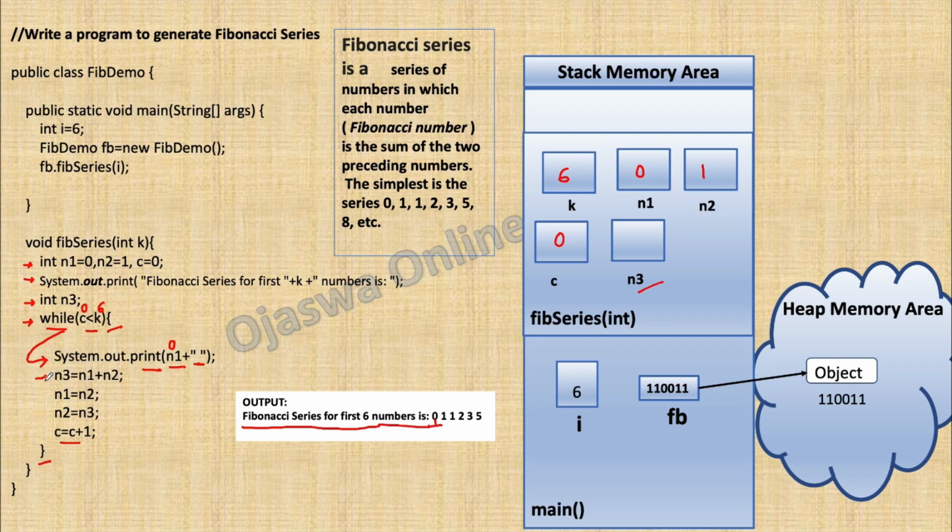Next statement is n3 equal to n1 plus n2. Value of n1 is 0. Value of n2 is 1. 0 plus 1 is 1. Hence n3 is assigned 1. So inside the memory, value of n3 is 1.